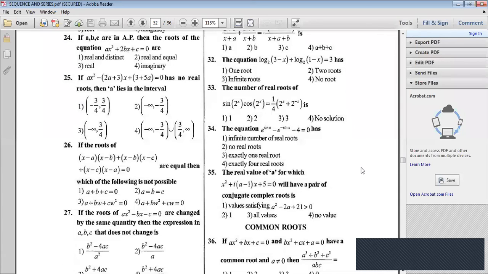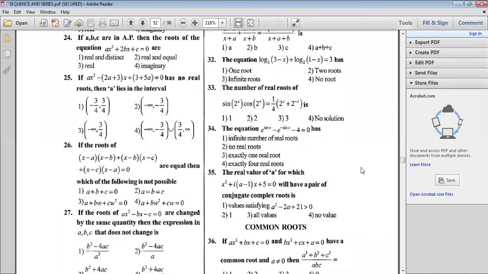Look at problem 35. Find the real value of a for which the equation has a pair of conjugate complex roots. The equation is x squared plus i into (a minus 1) into x plus 5 is equal to 0. If it has a pair of conjugate complex roots, then what is the value of a?